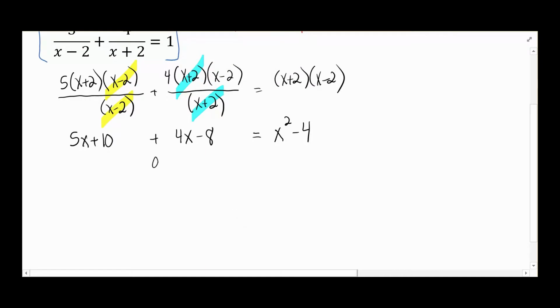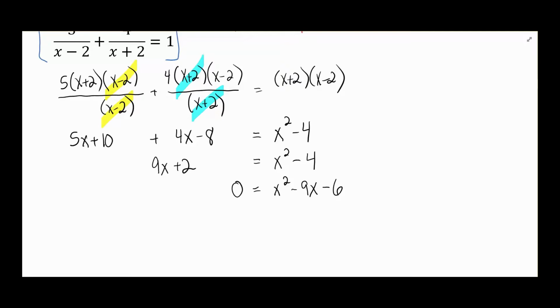We can now combine like terms on the left. And we're going to move everything to one side because we do not have a perfect square equals a number. So we're going to subtract the 9x to the other side and subtract the 2 to the other side. So now we have a quadratic that's equal to 0. We should try to factor. If we're not able to factor, then we have to use the quadratic formula.